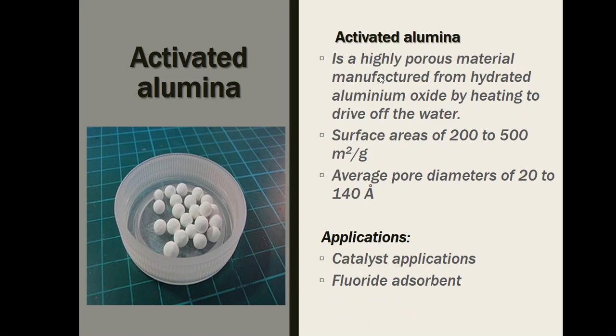Now, we have also activated alumina. This is a highly porous material manufactured from hydrated aluminum oxide by heating to drive off the water. Surface area ranges from 20 to 500 square meters per gram with average pore diameter of 20 to 140 angstrom. As for applications, they can be used as catalyst and they could be used as fluoride adsorbent.